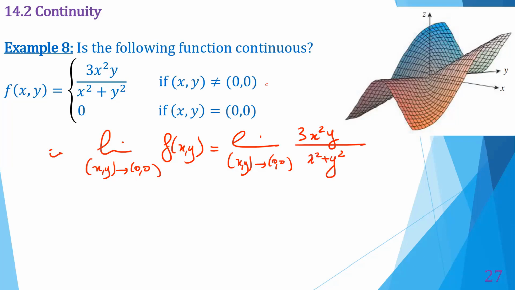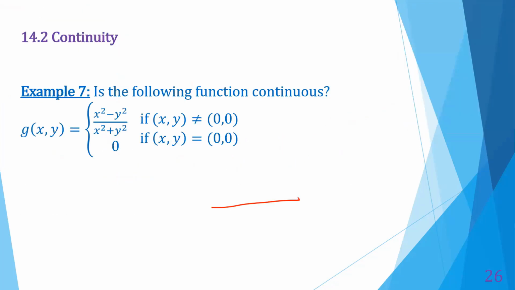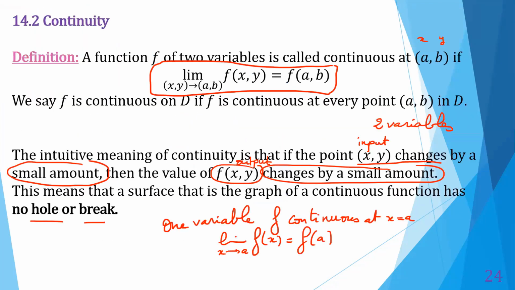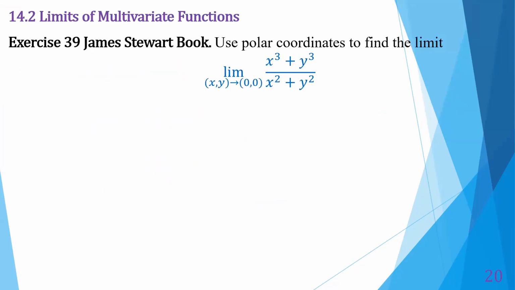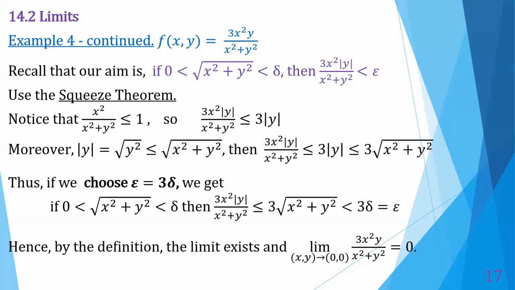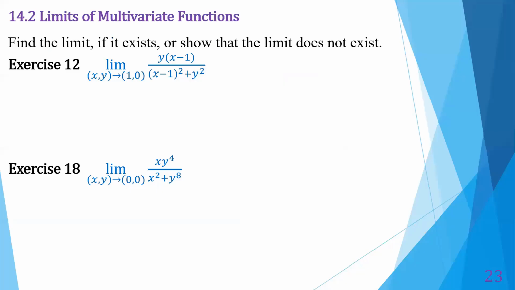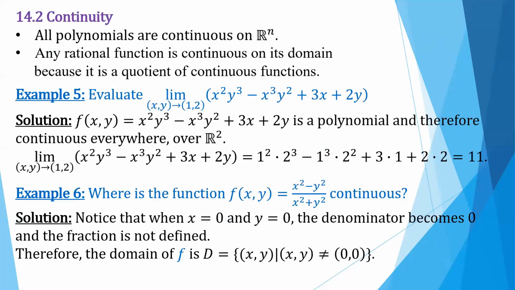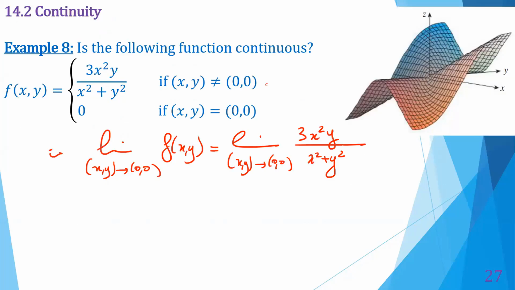هل حسبناها هذه 3x²y over x² + y²? Did we calculate this limit before, 3x²y? Yes, it's example 4. It's example 4 and in example 4 قلنا this limit exists and it's equal to 0. So this limit was already calculated in example 4. It is equal to 0.